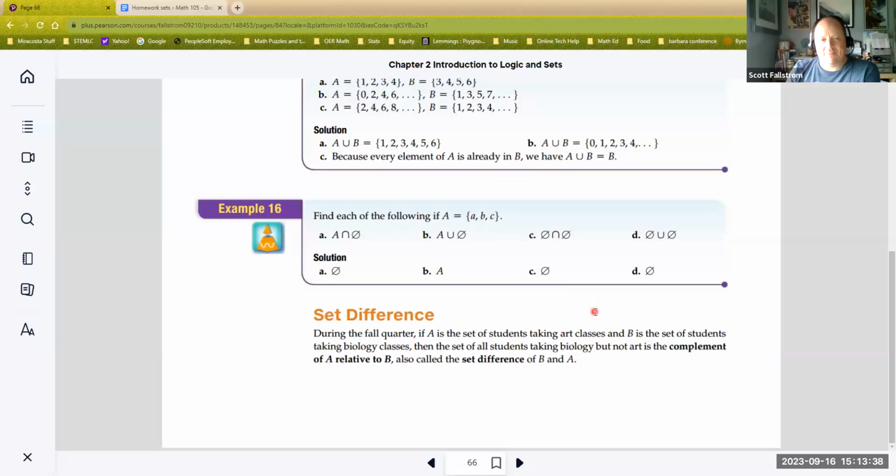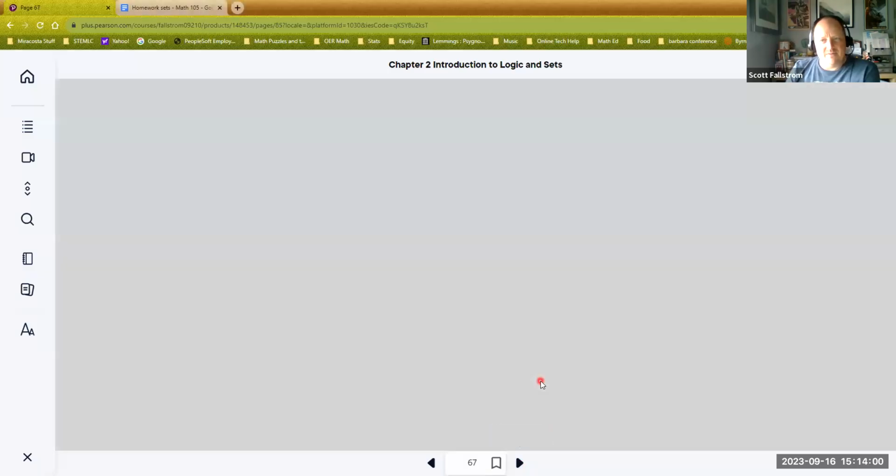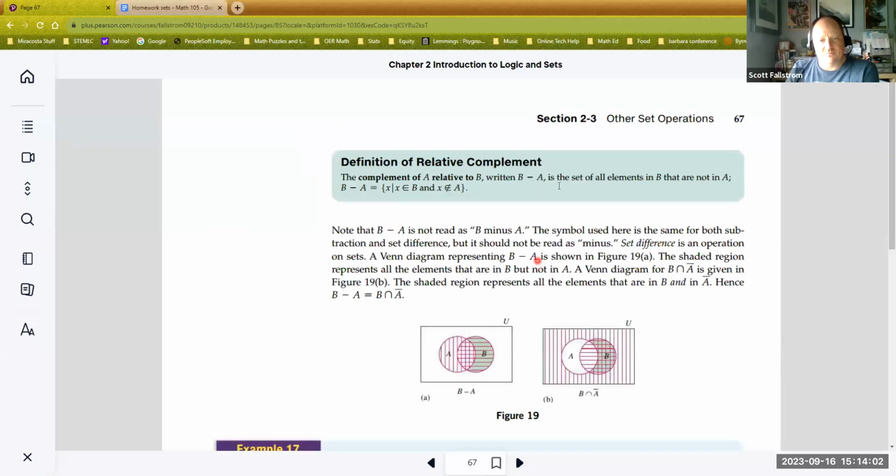Okay. And finally, now we have the union and the intersection, we come up with something called the set difference. The set difference of A and B is the complement of A relative to B. So I want you to pause for a second. I know that's a little complex. Here's the thought. Let me jump to the next page because I'll have an image of it. I think it's a little bit easier to see with the symbol.